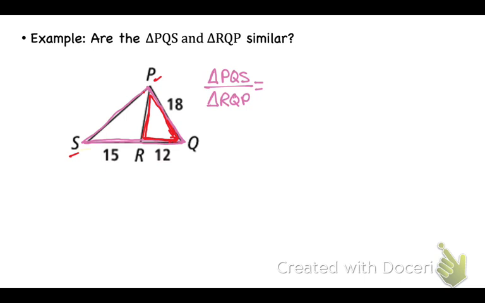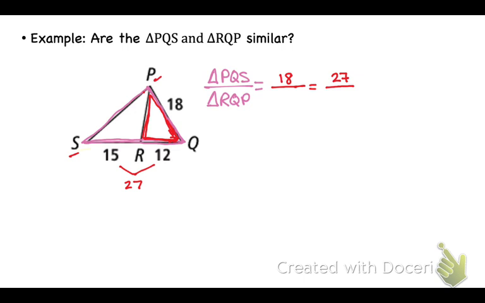So PQS. What are the two sides I have in PQS? 18 and 27. Okay, how did I get 27? You had to add those two together, right? Okay, so now, remember 27 is the long side, yes? And 18 is the short.